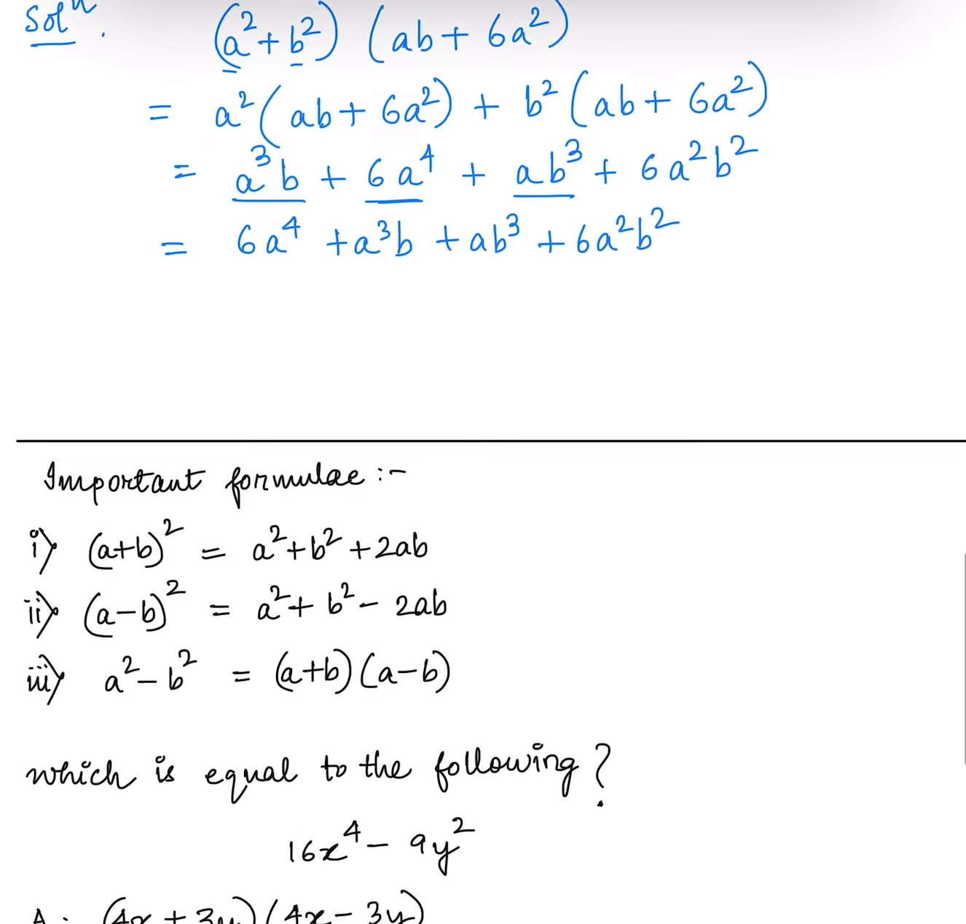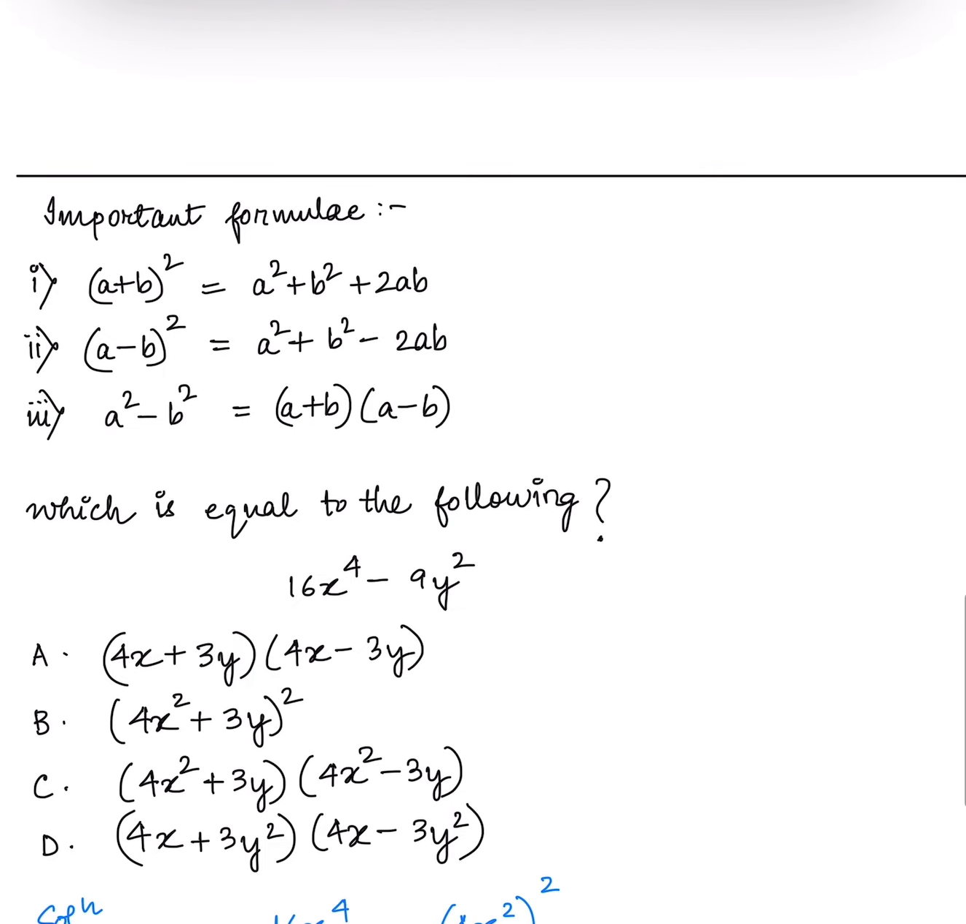Now let's move on to some important formulas. We know that a plus b whole squared is equal to a squared plus b squared plus 2ab. a minus b whole squared is a squared plus b squared minus 2ab, and a squared minus b squared is a plus b into a minus b. This is a very important formula and we need to keep them in mind to solve the questions.